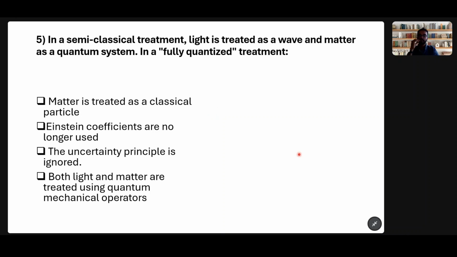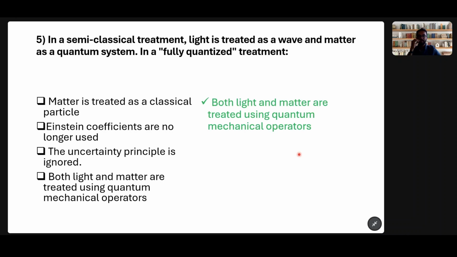The next question: in a semi-classical treatment, light is treated as a wave and matter as a quantum system. In a fully quantized treatment, what is done? Matter as a classical particle, Einstein coefficients are no longer used, the uncertainty principle is ignored, or both light and matter are treated using quantum mechanical operators. You can read from the question itself, and the answer would be obvious, which is that light and matter are treated using quantum mechanical operators.